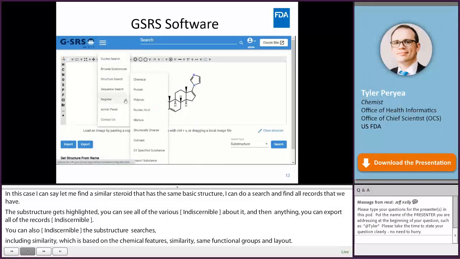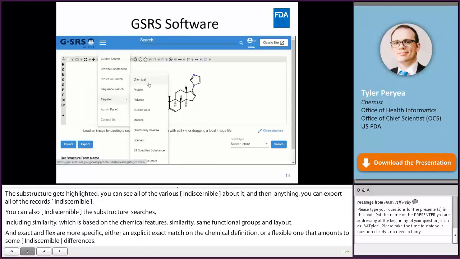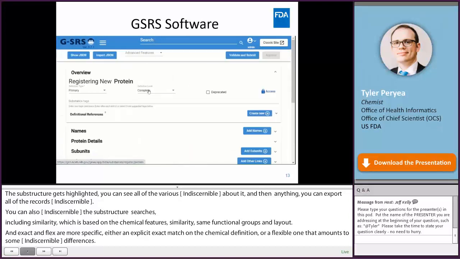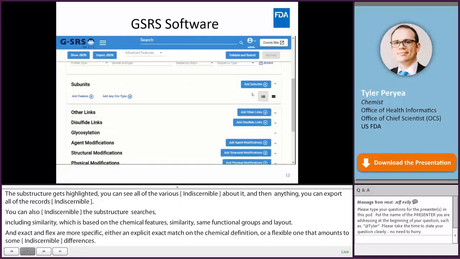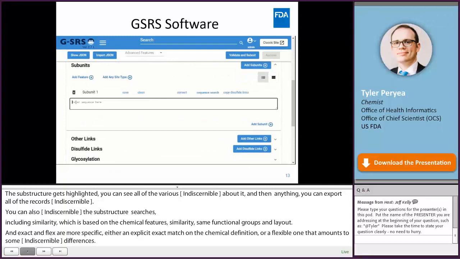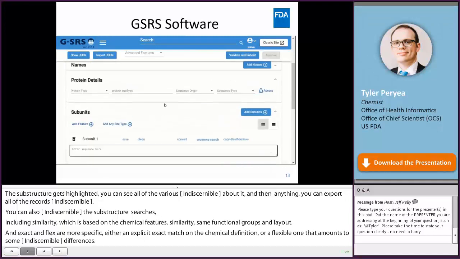But there are also registration forms. There are registration forms for chemicals, but there are similar registration forms that go into a certain level of depth for each of the other substance classes. So if you're going to register a protein, there's information you would add about what the protein is. You would add the amino acid sequences for each one of the subunits, and disulfide links, glycosylation and modifications. Similar things happen with other registration forms as well.